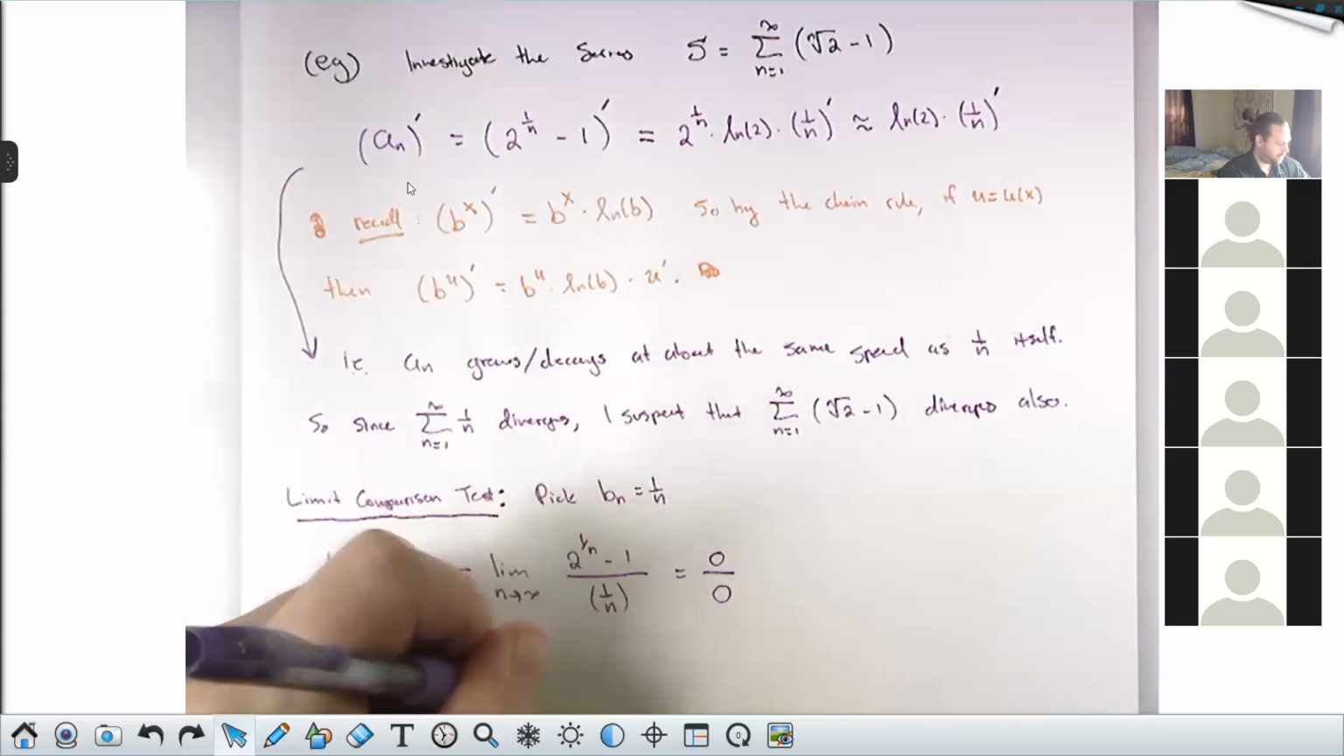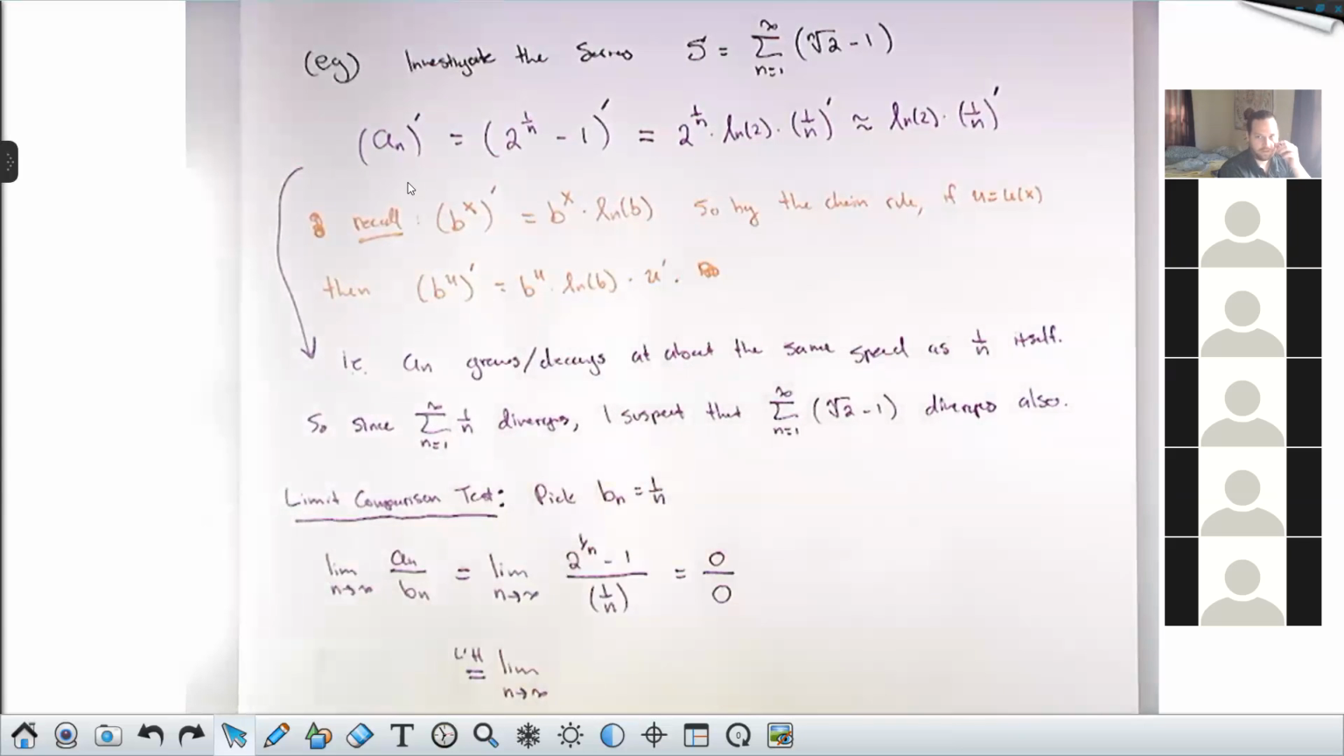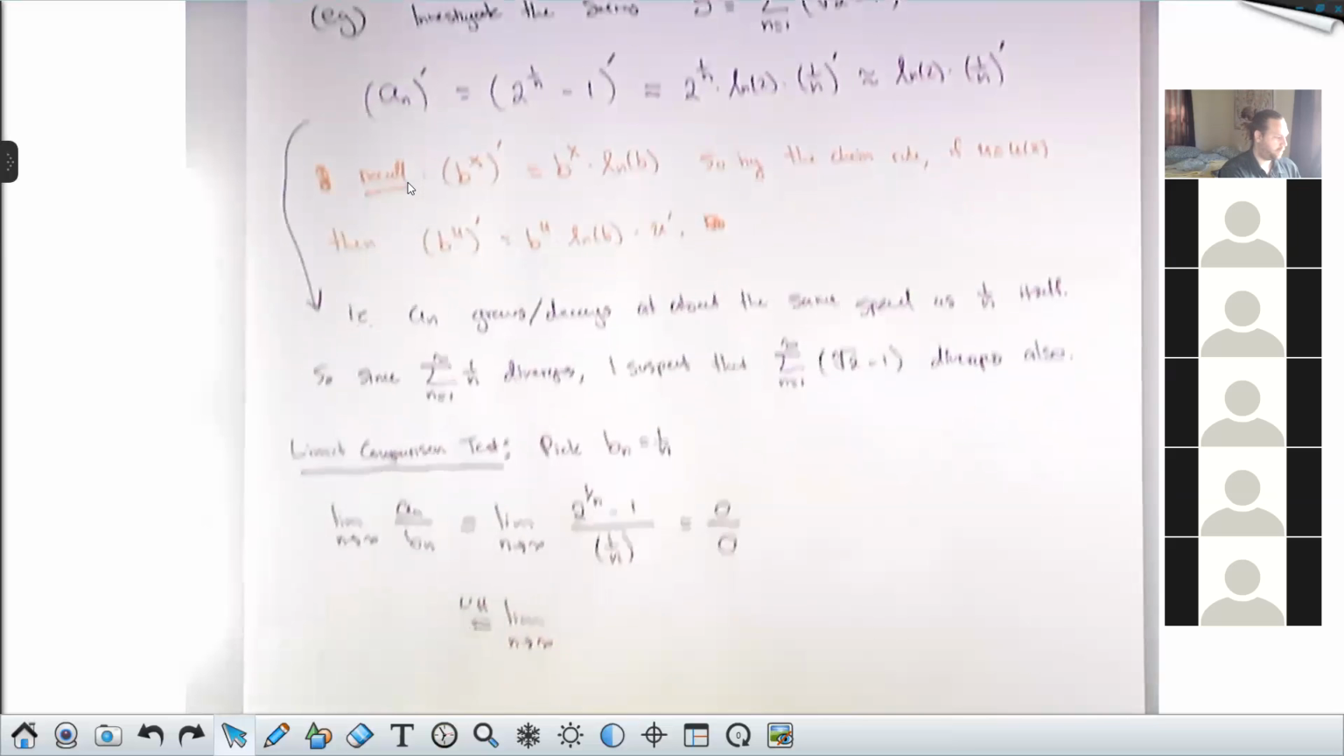I told you guys the story behind L'Hopital's rule, right? He stole it. He bought it off of Johann Bernoulli.